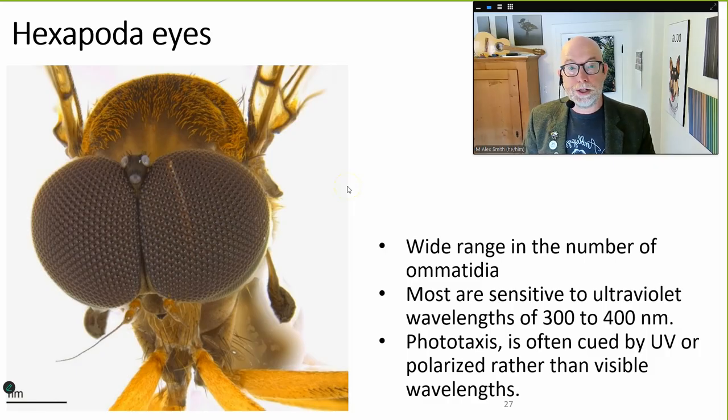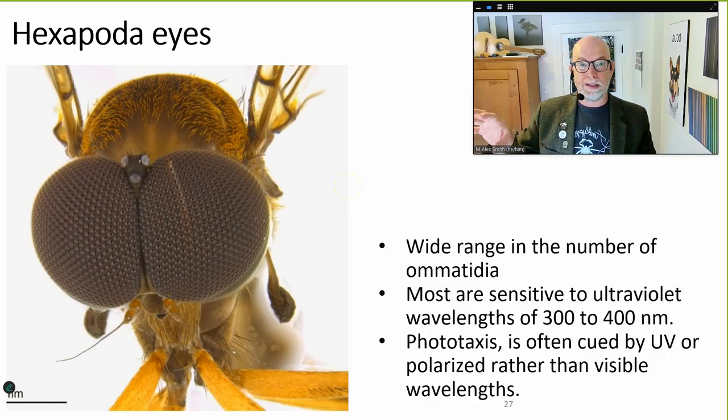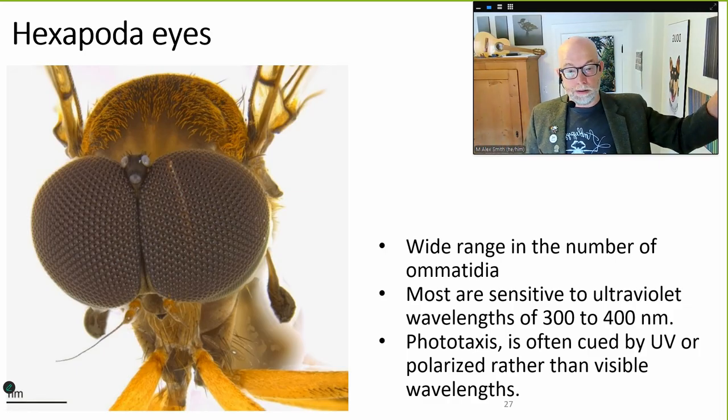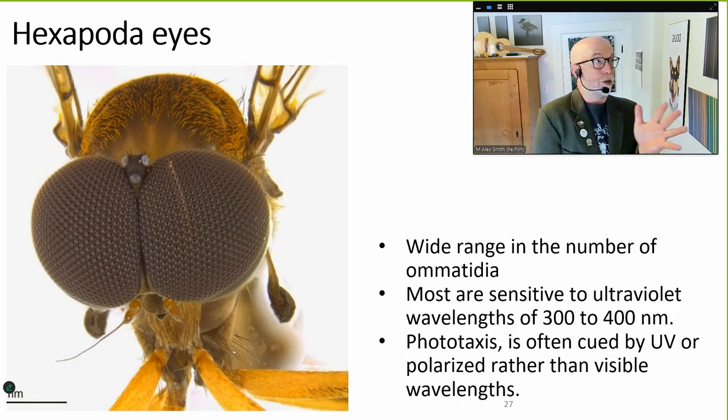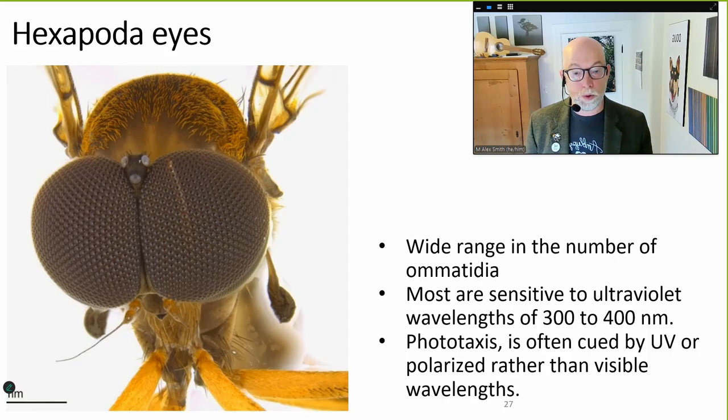So there's a wide range in the number of ommatidia. They can go from dozens, 5, to literally tens of thousands. And most of them are sensitive to ultraviolet, shorter than what we see, beneath blue, so 300 to 400 nanometers. And phototaxis, your orientation towards light, is often cued not by the parts of the spectrum that we use to view the world, but by ultraviolet or polarized light rather than visible wavelengths.